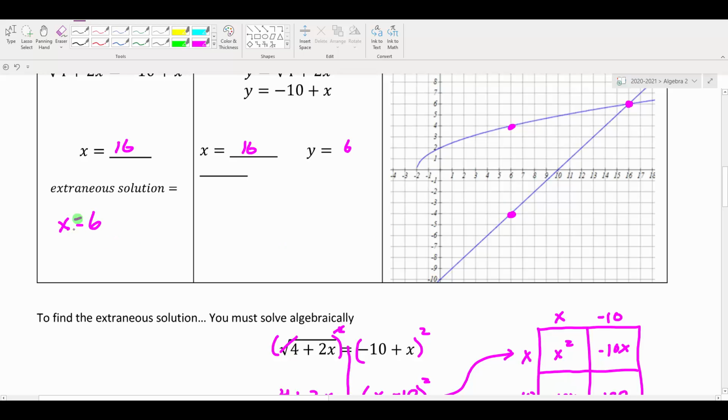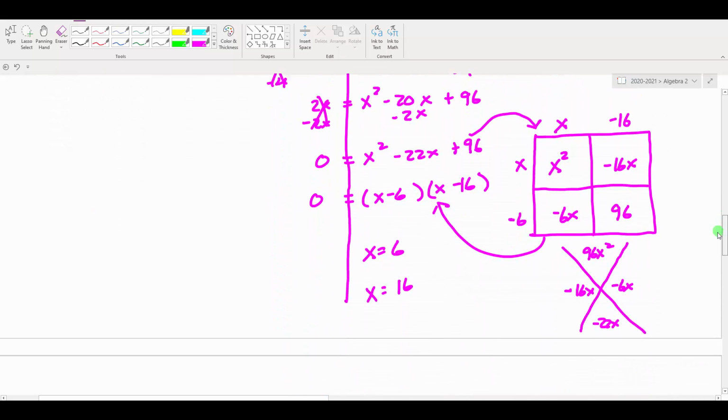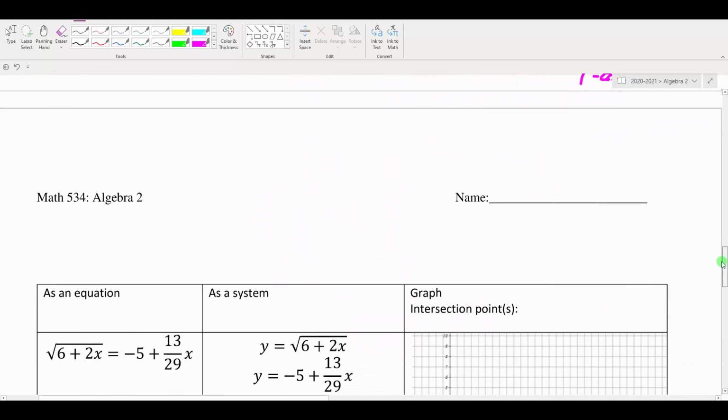Okay, so 6, if I were to plug this into my original equation, we would not get the same number on both sides. It would lead to a false statement. The 16, however, if I were to plug that one in, I would get a true statement. So this one is a good solution. This one is what we call an extraneous solution. All right, guys, so that's how you do the extraneous solution. That's one more go around with that.